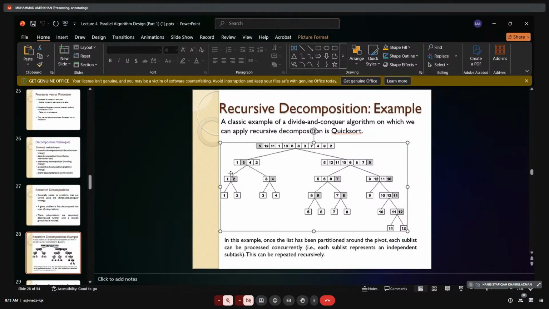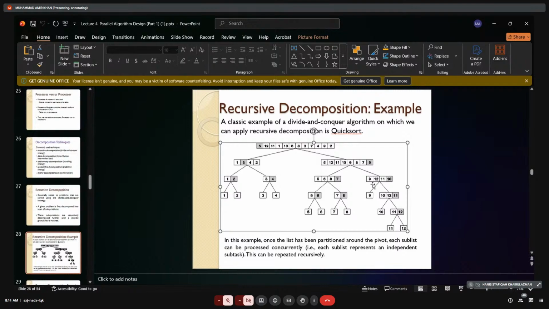Again, if we come to the left side, we have only two, 1, 2. We choose 2. It means 1 is left and 2 will be right because we have only two values. And the second one, 3, 4. We choose 4. So 3 will be left, 4 will be right. We can choose only this value. And then 5, 6, 8, 7. We choose 7. So left side 5 and 6, and right side 7, 8.